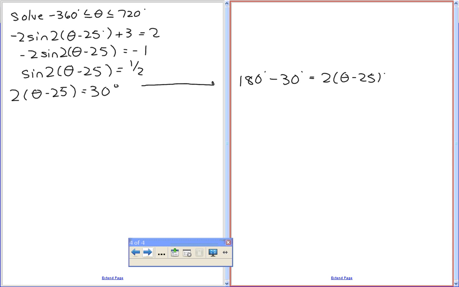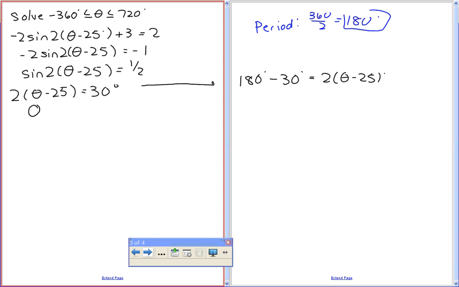My period is 360 over 2, which is 180. But this 180 is not this 180. They mean different things. What that period is going to be is what we add to our solution. Okay, so then just solving.